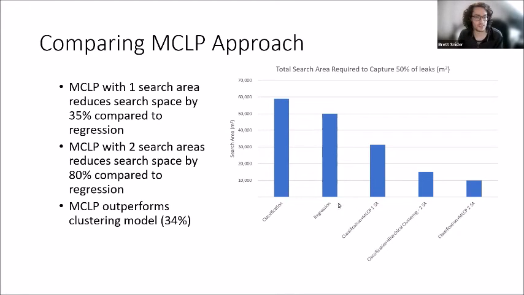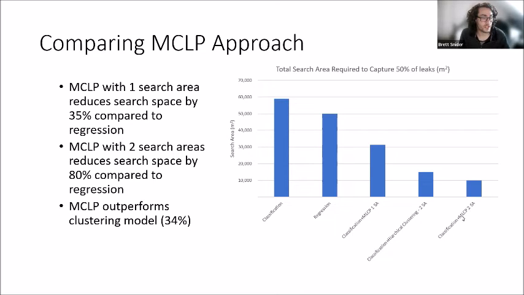The next model here is a regression model. So a random forest again, but using regression to predict the XY coordinates, minimizing the geographical distance to the actual node. Here again, it predicts an XY coordinate and we expand outwards until 50% of the leaks are captured within the test data set.